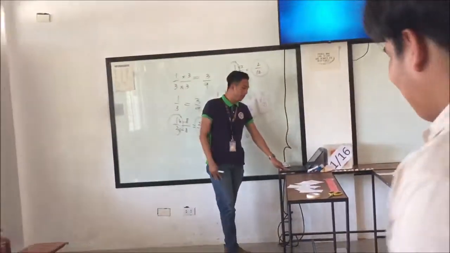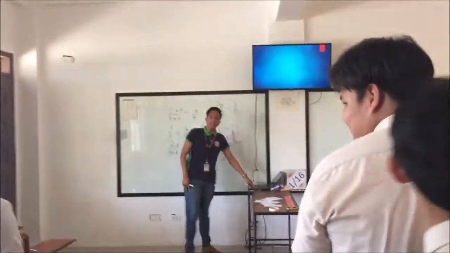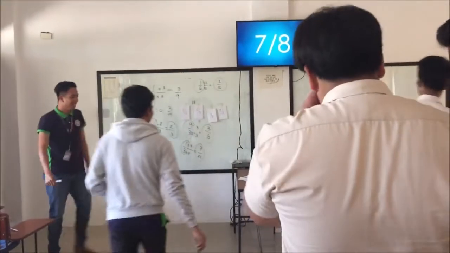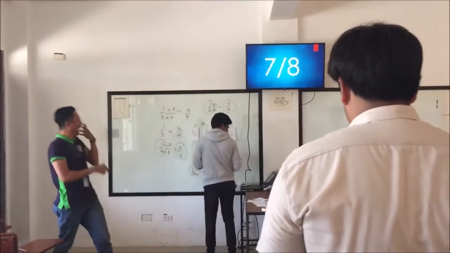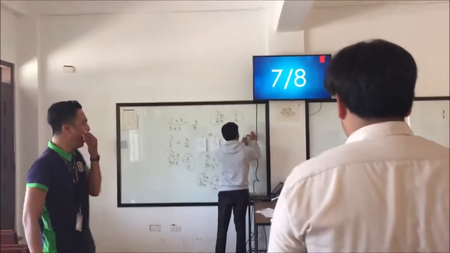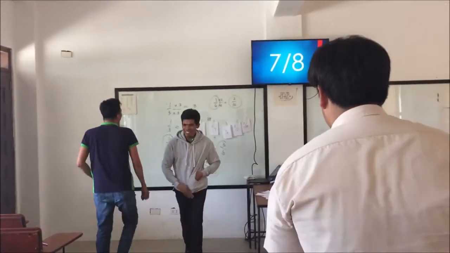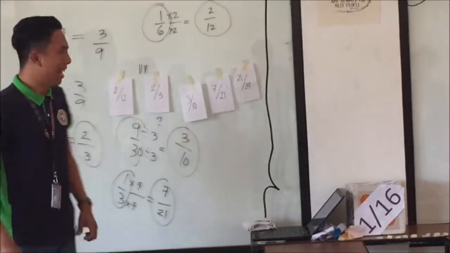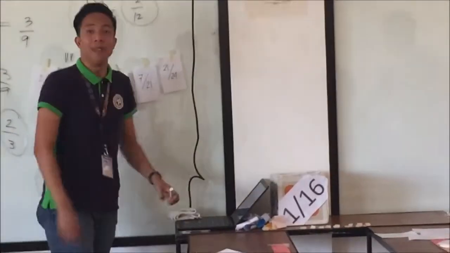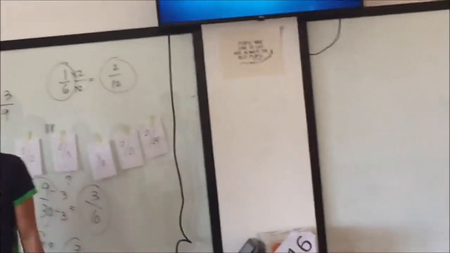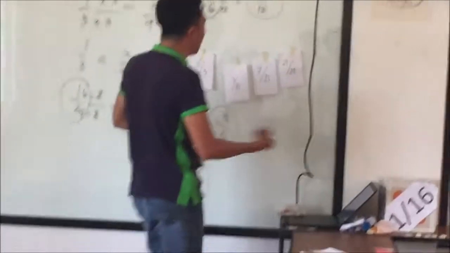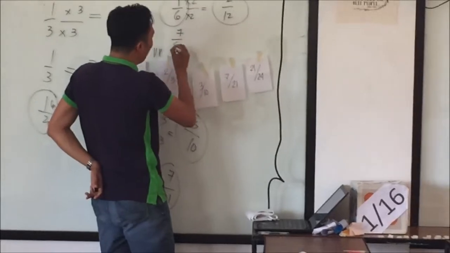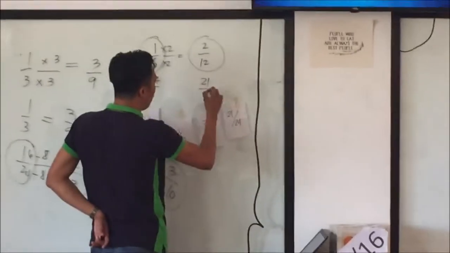And last! Ready and go! 7 over 8. Okay! That's too fast, right? Now, you really understand what our topic is. Okay, very good. Now let's see. 7 over 8 is equivalent to 21 over 24.